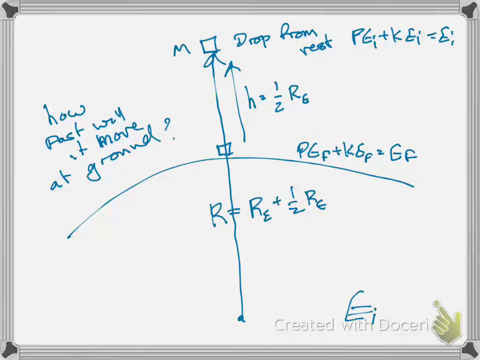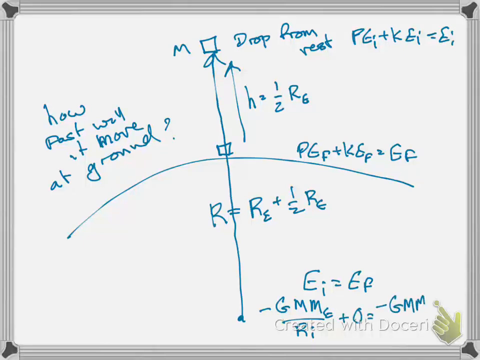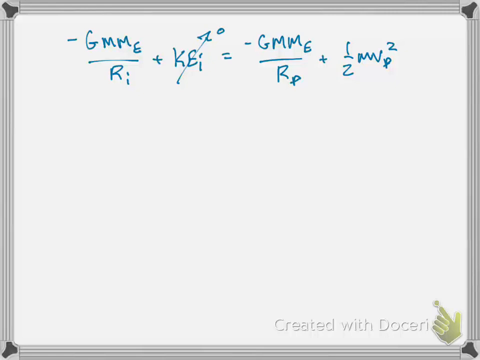So whoops, sorry, that was messy. All right. E initial equals E final. So PE initial, minus G M M Earth over R initial, plus KE initial, 0, equals PE final, minus G M M Earth over R final, plus K final, 1/2 I ran out of space. Darn it. I'm going to rewrite this on the next page. Okay, I've rewritten it on the next page.